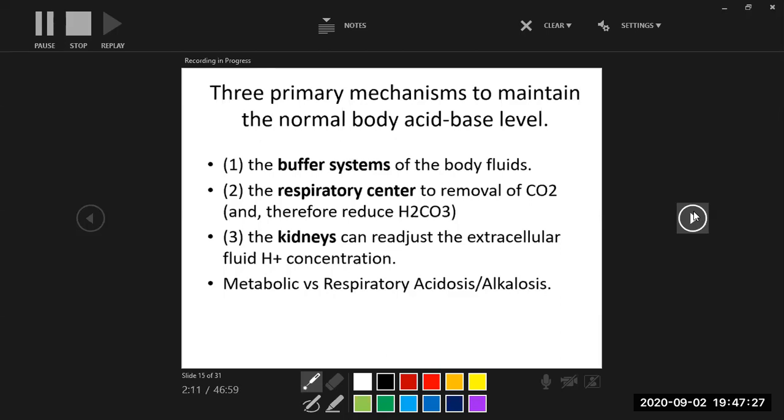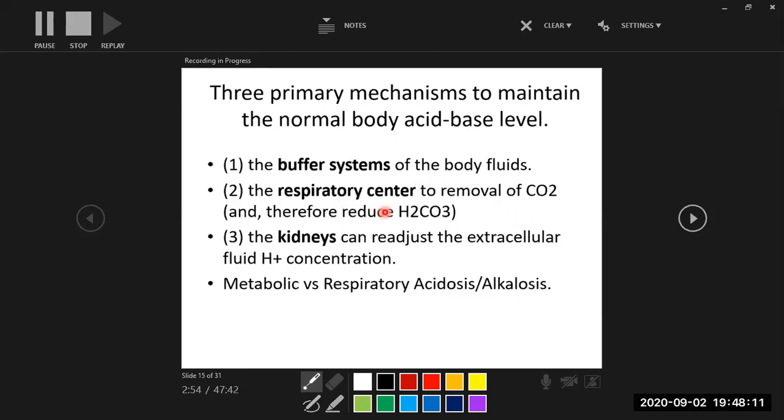And that leads to two types of disorders, acidosis and alkalosis. If our body is acidic, it's called acidosis. If it's less acidic or alkalotic, it's called alkalosis. And that leads to these two types. One is the metabolic type of acidosis or alkalosis, which is caused by damage to the kidney. Respiratory acidosis or respiratory alkalosis is caused by damage in the lung, in the respiratory system.